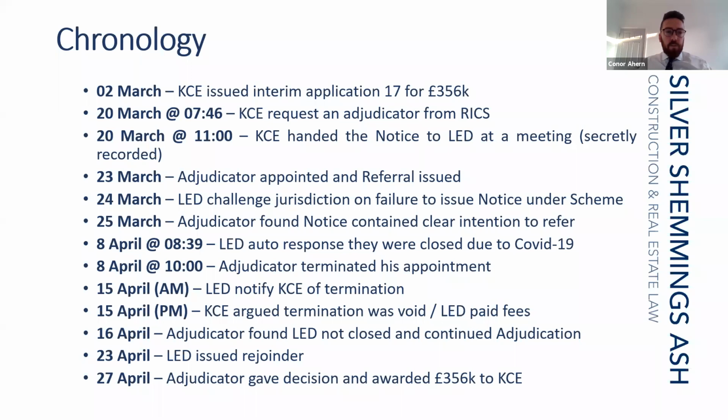So on the Kingstone issued their interim application 17 for the sum of 356k. Now, on the 20th of March, Kingstone sent a request to the RICS to appoint an adjudicator on the basis that Lane End had failed to issue a valid payment or pay less notice, and as such, the 356k was due. So they issued a request, and subsequent to that, on the same day, at 11 o'clock, in a meeting, they handed the notice of adjudication to Lane End. Interestingly as well, this meeting was secretly recorded by one of the representatives of Kingstone, which is another issue that we'll deal with shortly.